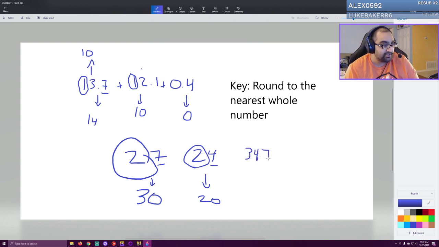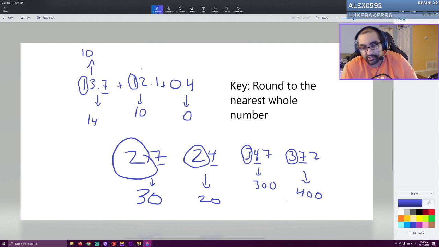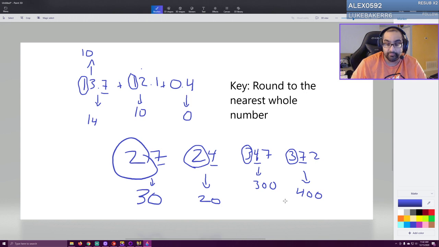So 347. If I look at 3 here, this would round to 300 because 4 is next door. But if I have, say, 372, well, now I'm looking at the 3, using the 7, and now 7 rounds up to 4, so 400. So just like so. And that's essentially how you do front-end rounding here.